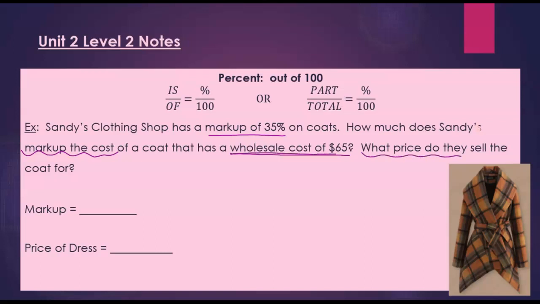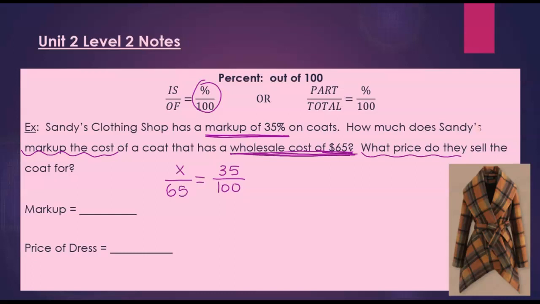Now, wholesale means what Sandy paid for it, and she needs to make a profit, so she's going to mark it up 35%. So we need to find out what is 35%, so 35 out of 100, out of the total that she pays for is 65. So how much is that markup?